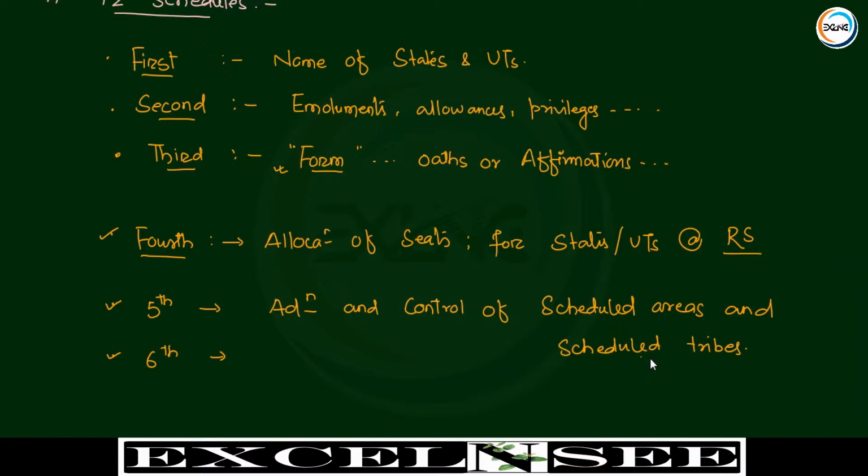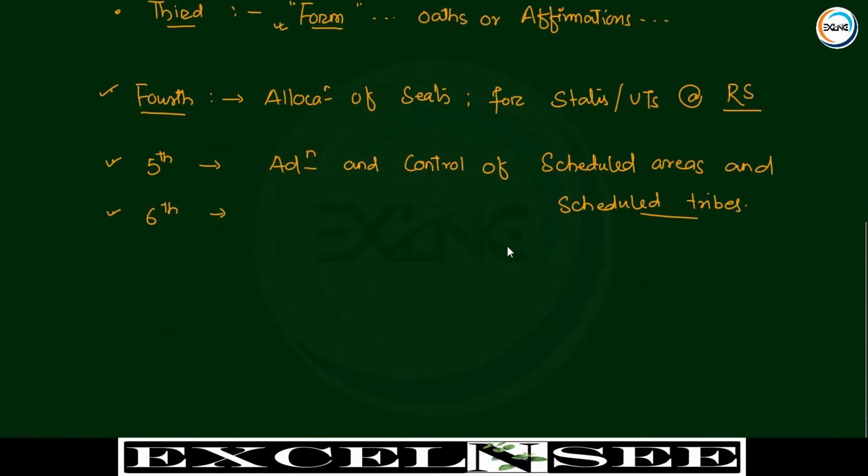We will take a separate lecture because this is a separate topic, but try to remember that the administration of scheduled areas and scheduled tribes is mentioned in the 5th schedule. The 6th schedule is similar: administration and control of tribal areas.